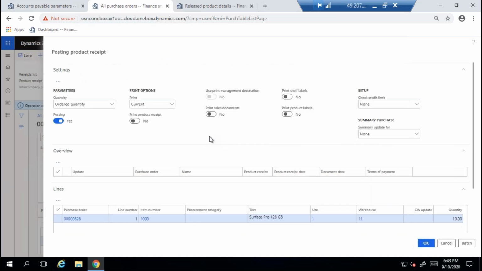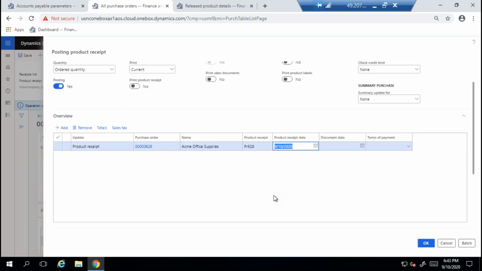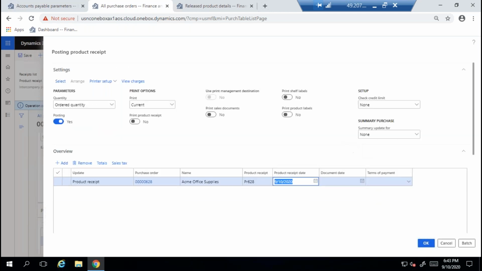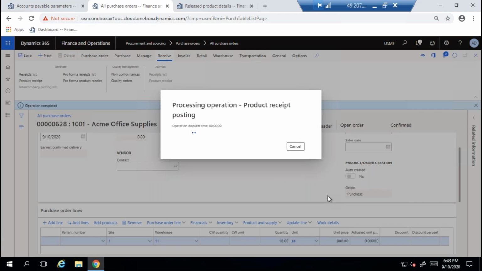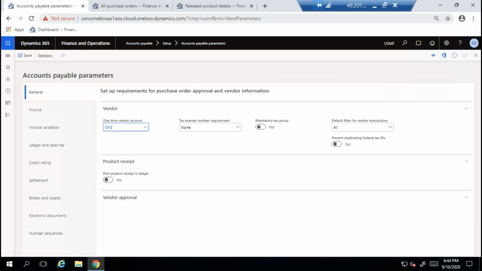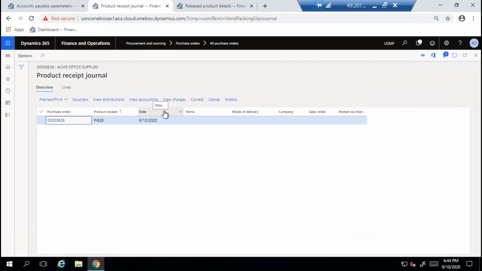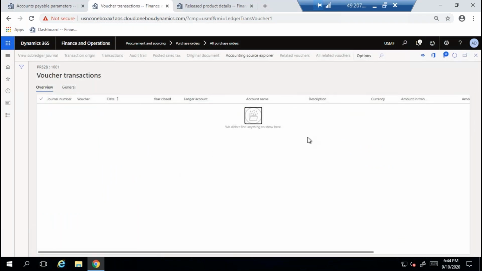I'm doing product receipt 628. Click OK. So I have disabled this checkbox, so I don't want ledger accounts during product receipt. Now if I go to product receipt and verify the voucher, it will be blank. Nothing is there.